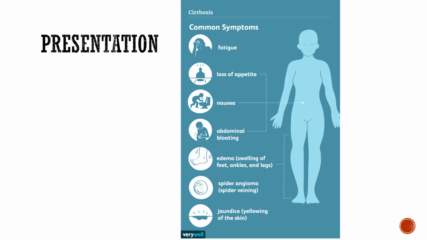In advanced disease, you'll see GI bleeds from esophageal varices, sometimes from stomach ulcers. They may develop ascites, which is fluid in the abdomen, and mental changes such as encephalopathy. They may complain of liver pain or soreness over the liver area. You also see some swelling in the ankles, feet, and legs. They'll have spider angiomas or spider veining, and you'll see those across the abdomen, and they may turn yellow.